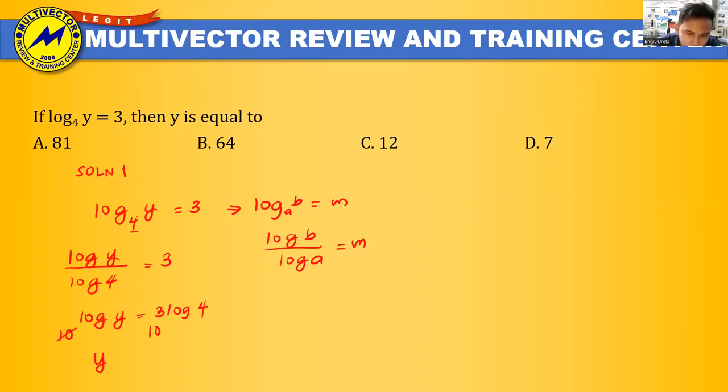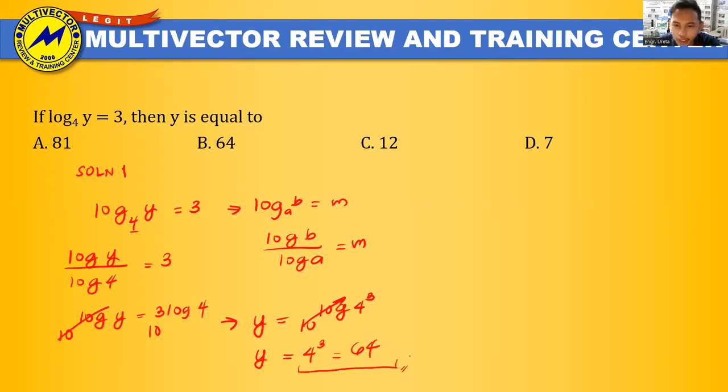Okay, therefore y is just equal to 10 raised to logarithm of 4 cubed. Okay, and magka-cancel lang to. Therefore our y is just equal to 4 raised to 3. 4 raised to 3 is just equal to 64. Okay, so letter. Okay, so yun yung problem number 72. Problem number 73 natin. Okay, so nakuha ba?